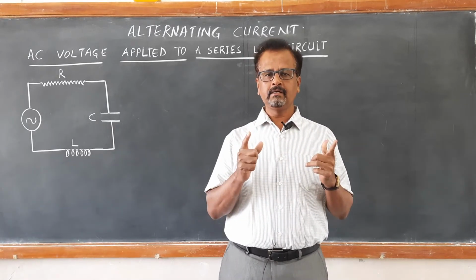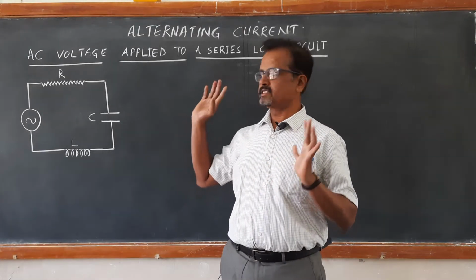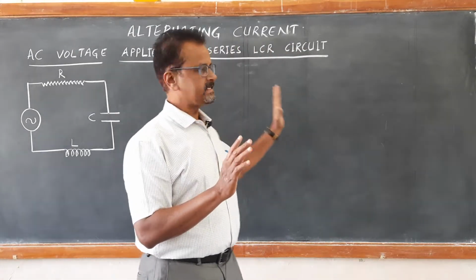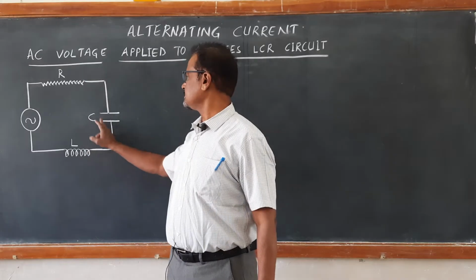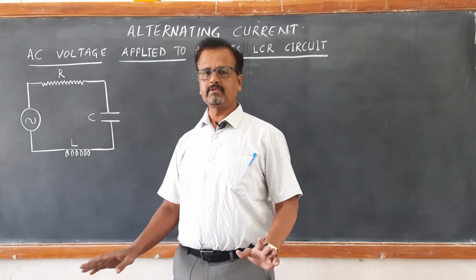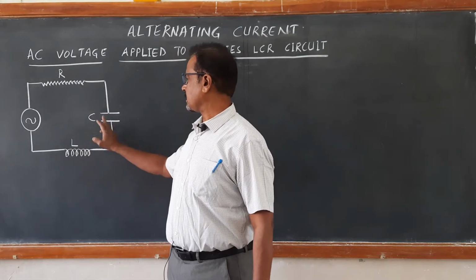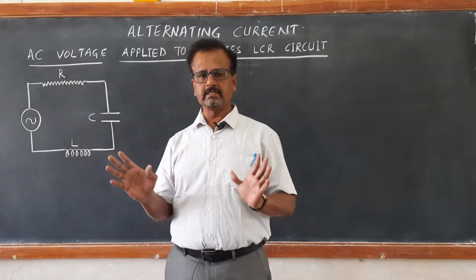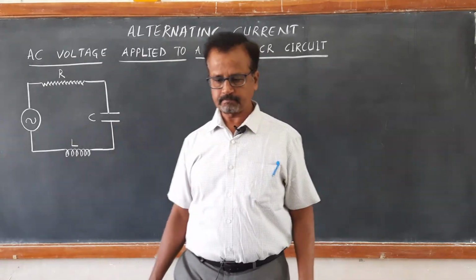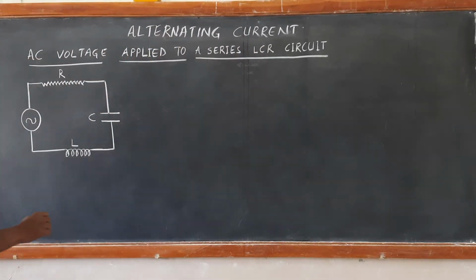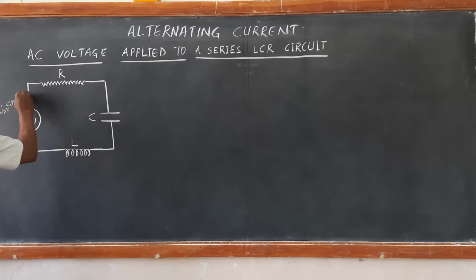Today we shall learn about AC voltage applied to a series LCR circuit. What happens if we take an inductor, capacitor and resistor in series across an AC voltage? Let the AC voltage be given, as we have taken earlier, by V equal to Vm sin omega t.